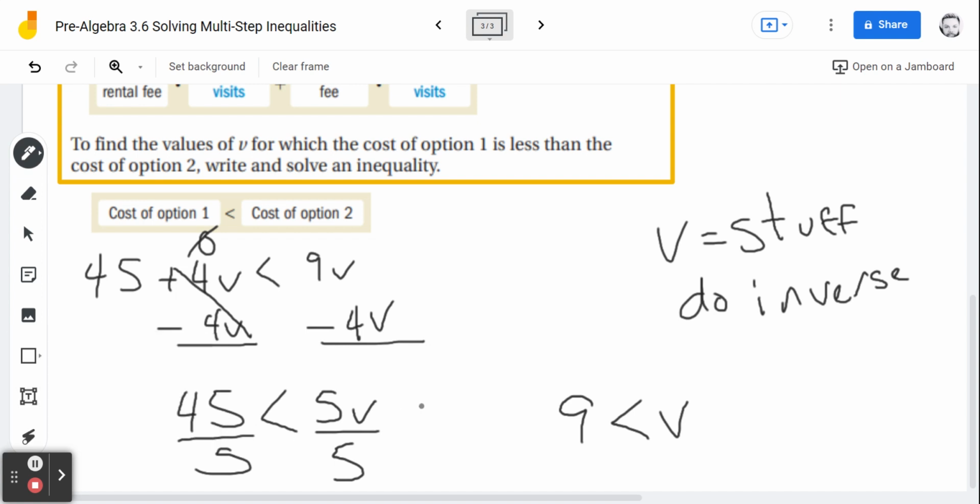Now, one thing you need to know is that 9 is less than V, or you could rewrite that as V is greater than 9. In other words, you have to go more than 9 times for it to make sense, for it to be cost effective, yes.